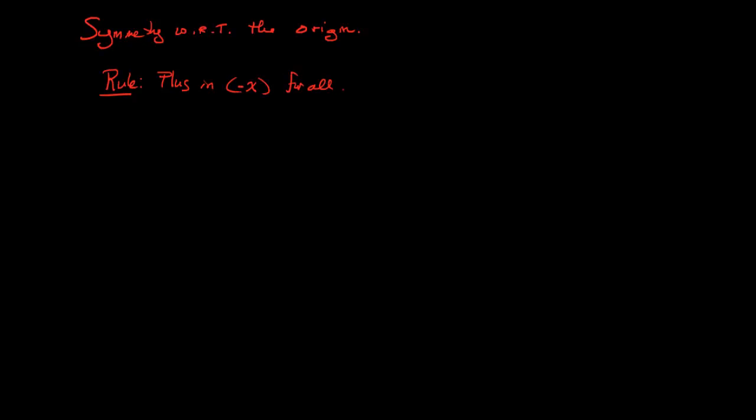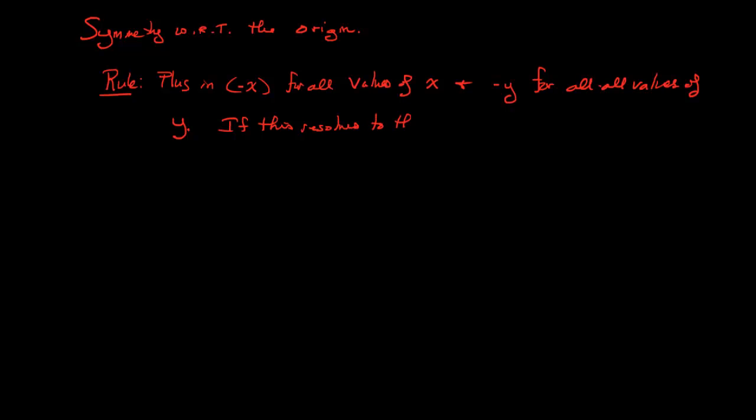In order to test for our last type of symmetry, we're going to test for symmetry with respect to the origin. The rule states: plug in negative x for all values of x, and negative y for all values of y. If this resolves to the original, your graph has origin symmetry. That's the same thing as saying symmetry with respect to the origin. So either way is fine.